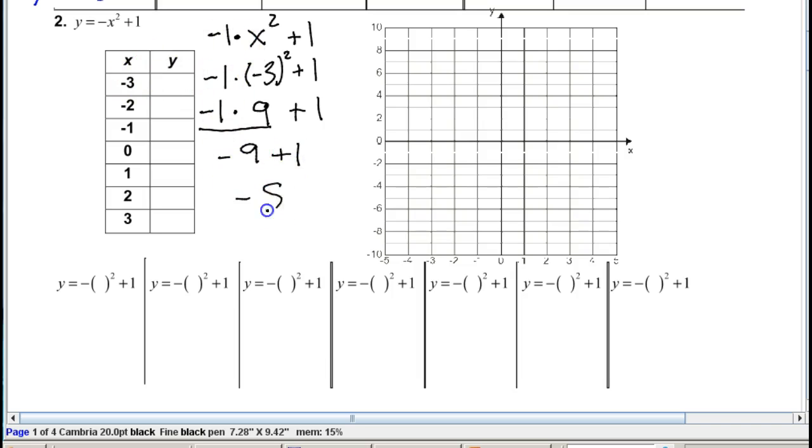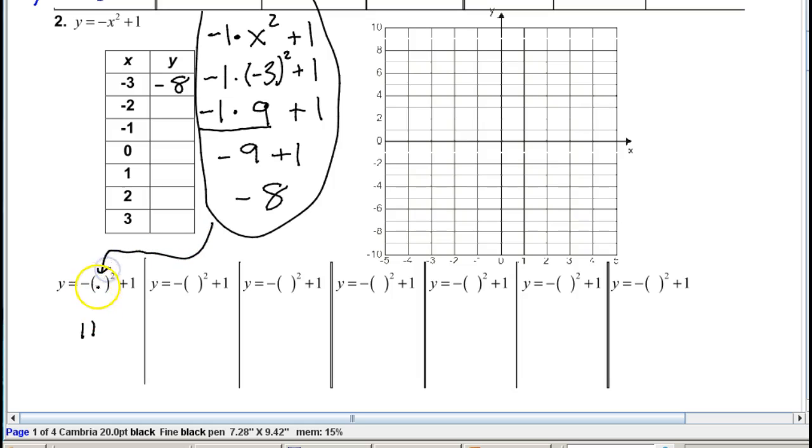Watch out for order of operations. That's really a -8. All the work here should be right here. This part. That's what goes right here. Plugging in -3. Okay. But do not multiply the two negatives to get +9, and then 9 plus 1 is 10. Very different graph if you do the multiplying first.